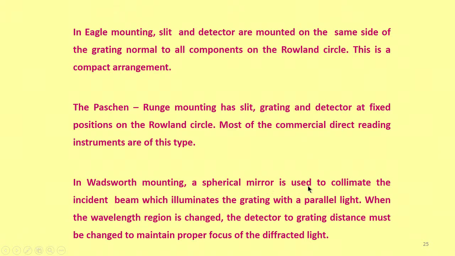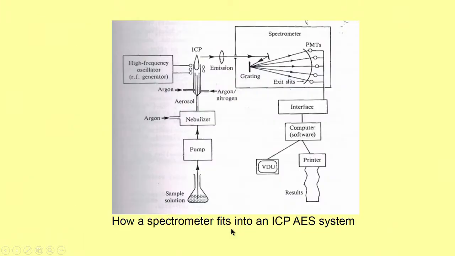Another type of mounting is Wadsworth mounting. Here I use a spherical mirror to collimate the incident beam that illuminates the grating with parallel light. So, when the wavelength region is changed, the detector to grating distance must be changed to maintain proper focus of the diffracted light. So, this is how a spectrometer fits into an ICP system.